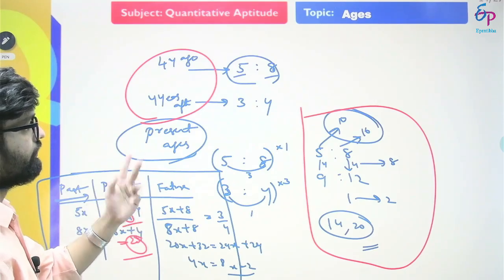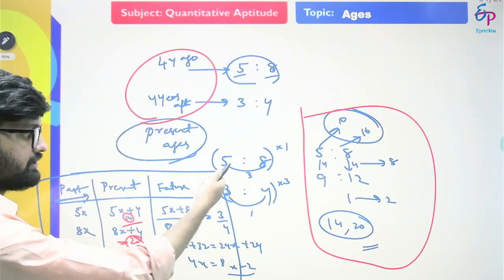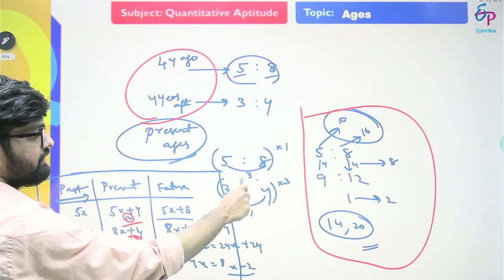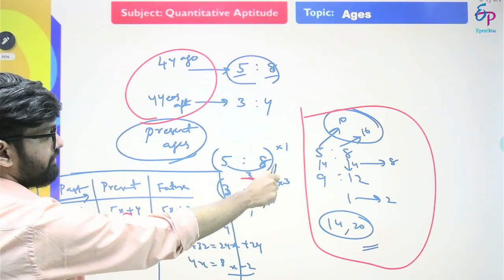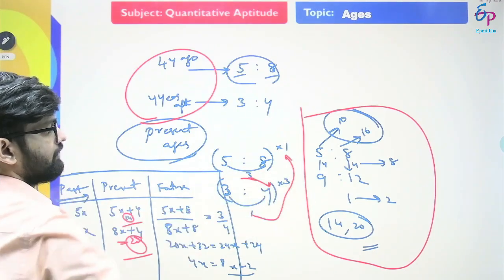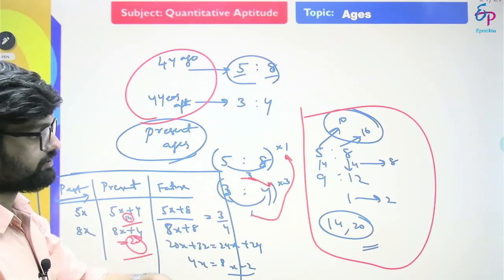So for 4 years ago and 4 years after, I have seen the part difference is not the same, but 3 is the difference here in parts. So this 3 will be multiplied here, and this 1 will be multiplied here. So 5 is to 8, 9 is to 12, and 4 parts is equal to 8.